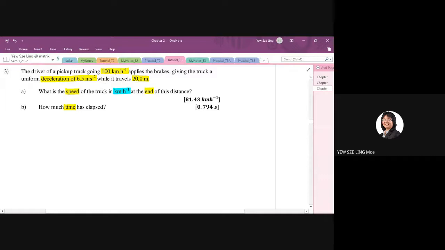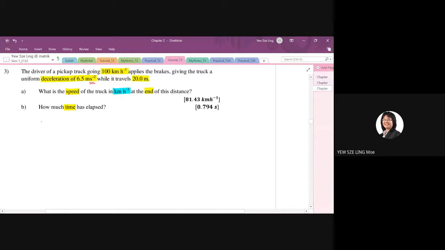Now, we have 100 km per hour, we have meter per second squared, and then we have meter. To make it easier to solve this question, I will change km per hour into meter per second first. Why? Because if you want to change m s negative 2 into km h negative 2, that would be much more complicated. Then you convert km per hour into meter per second, and then for question A, after you solve the question, you convert the unit from m s negative 1 back to km h negative 1. That would be easier for me instead of converting the unit in terms of s negative 2.